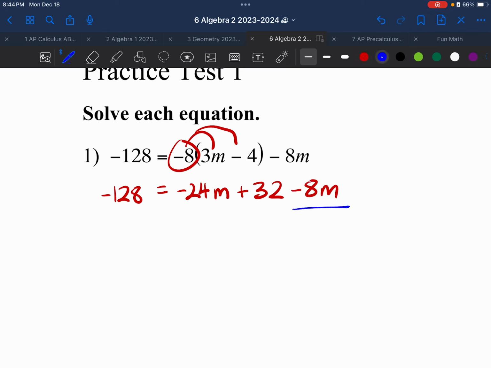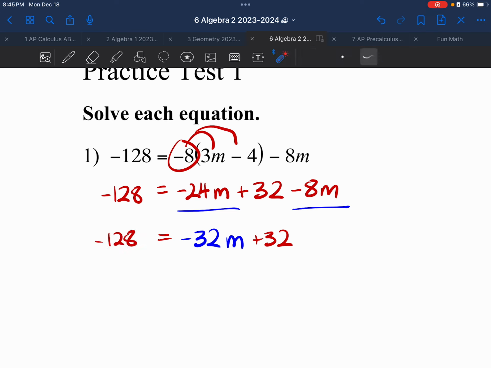Notice that we have like terms, a negative 8m and a negative 24m. I'm going to combine those like terms on the right, and I'm going to get a negative 32m. And then I still have my plus 32 that I'll copy down. The left side hasn't changed, it's still 128.